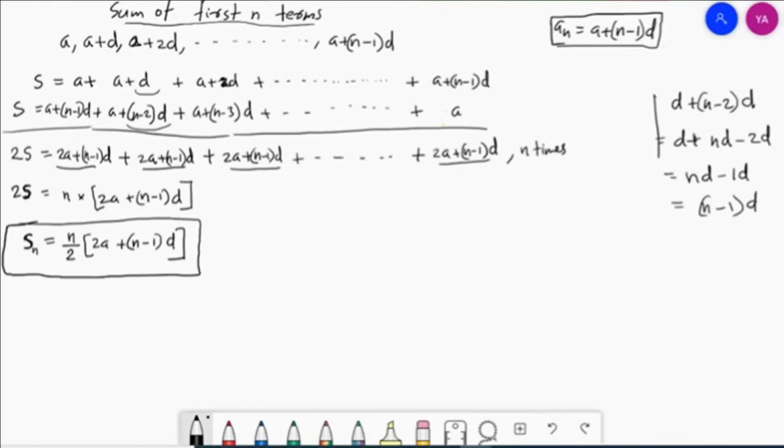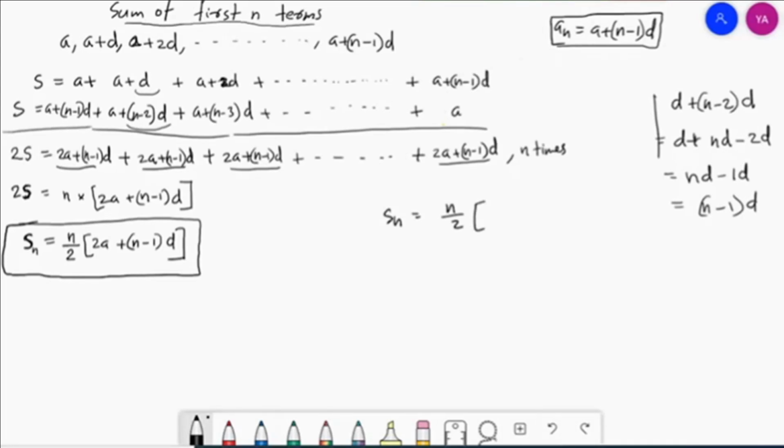So we got the formula Sn is equal to n by 2 into 2A plus n minus 1 times D. This is the formula to find the sum of first n terms of any arithmetic progression. Here you can simplify the formula, to form some other formula in different situations. Look here, we got Sn is equal to n by 2 times 2A plus n minus 1 D.